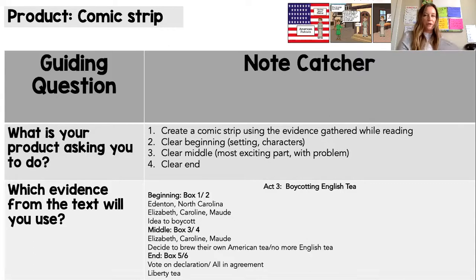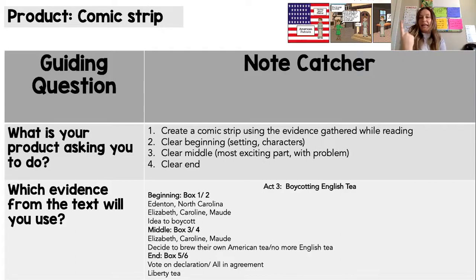All right, so the other sheet that we're using in the DCPS packet looks just like this. It has a gray bar above the top, and it says guiding question, and then it says note catcher. It says, what is your product asking you to do? So I'm being asked to do, and you're being asked to do, if you created the comic strip, number 1, create a comic strip using the evidence we've gathered while reading. So all this evidence we've gathered, we're being asked to create a comic strip.